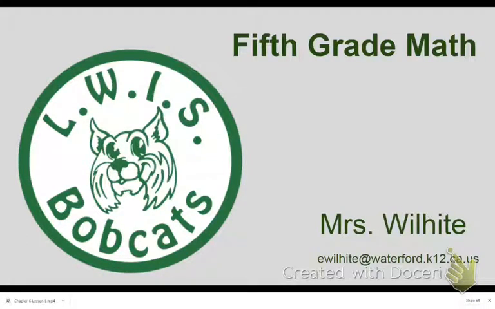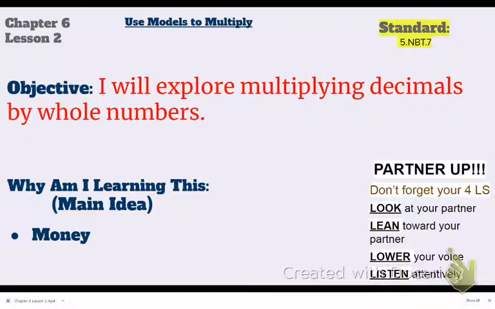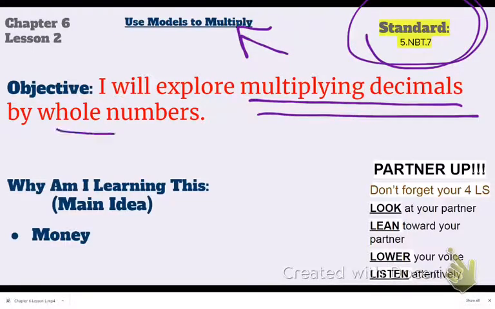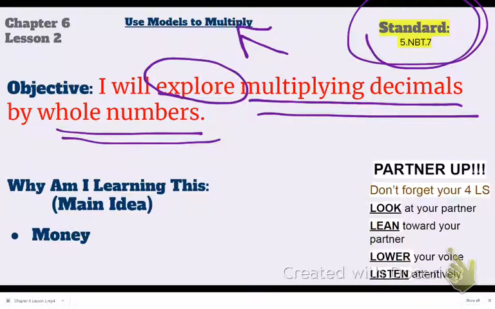We're still in 5th grade math. We're in chapter 6. We're moving into lesson 2. We are going to be learning a 5th grade standard because you know we're in 5th grade, so it's something you have to learn. We're going to be using models today to multiply. Yesterday we talked about estimating and rounding. We're still going to be multiplying a decimal by a whole number. But today I want to explore or look at some different models to understand what we're doing.